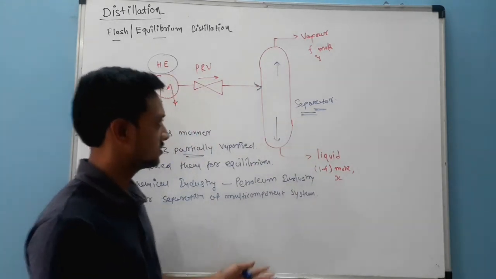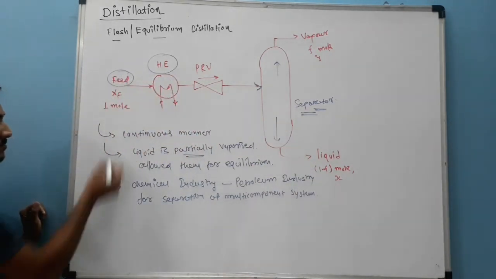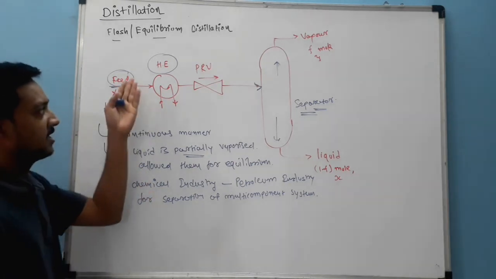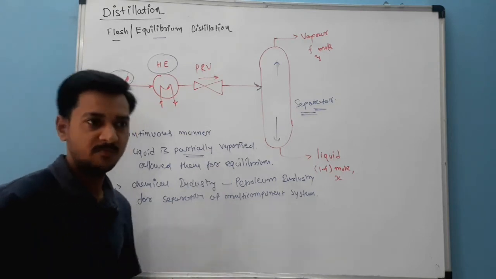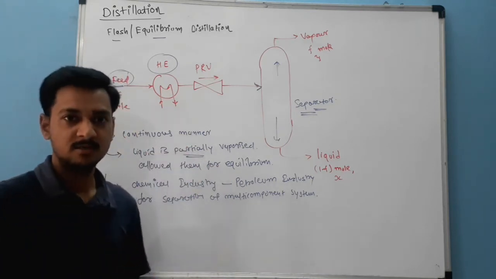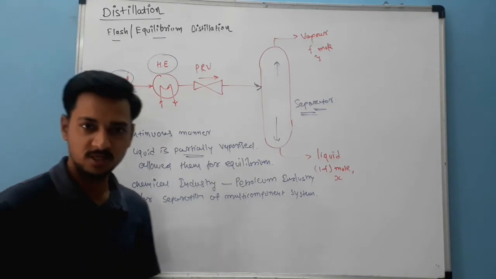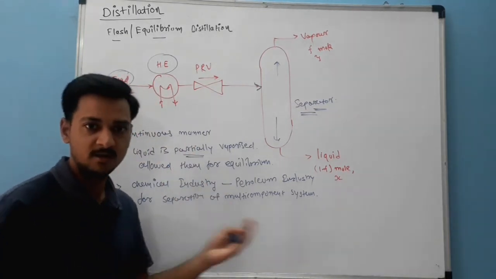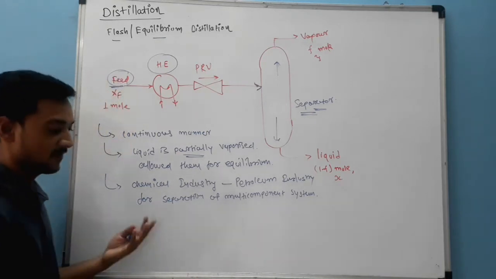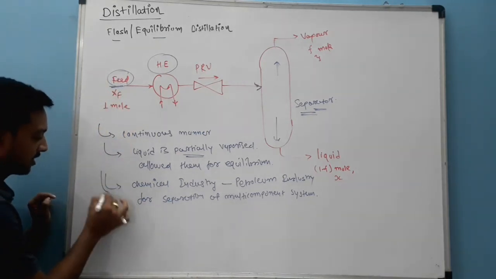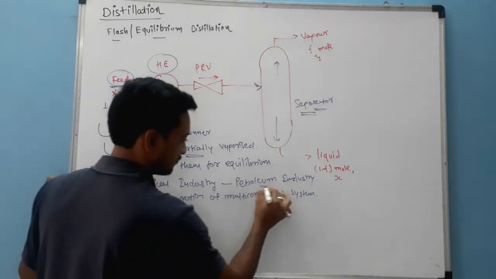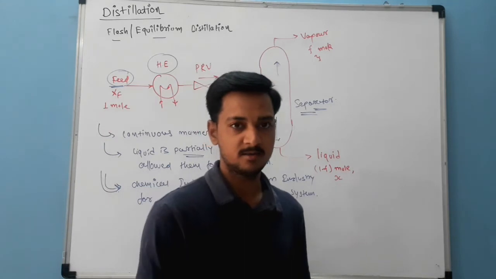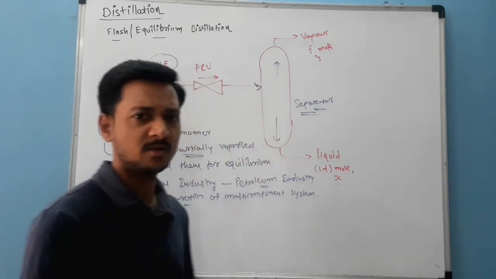This is the simple process. So basically feed is heated in a heat exchanger and converted into a partially vapor form. Then it is sent via a pressure reducing valve and goes to a separator where vapor goes up and liquid goes down. So a very simple process. The most important application is in the petroleum industry for separation of multi-component systems. This is the simple theory.